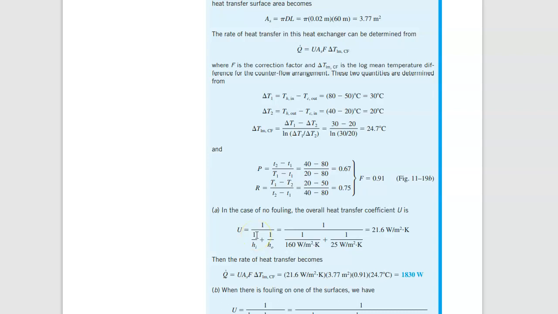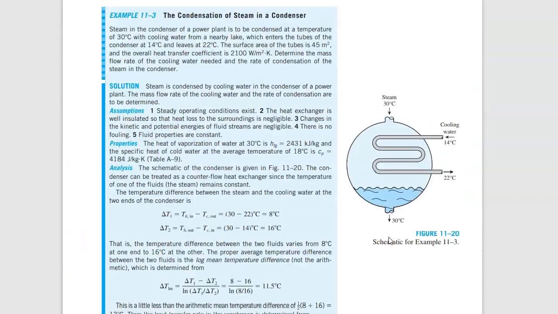Next, you try to find the value of F. Here from the figure, compare which one is T1, which one is T2. This formula is from the graph. Compare with the one that you have above, and you get 0.065 and 0.075. And from the graph, you would have that F equals 0.91.